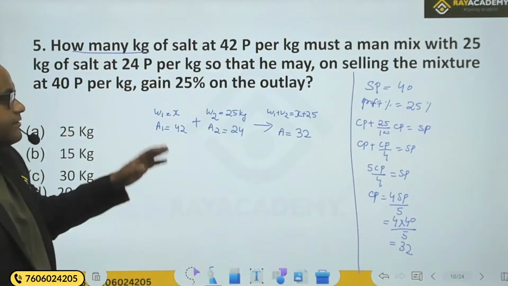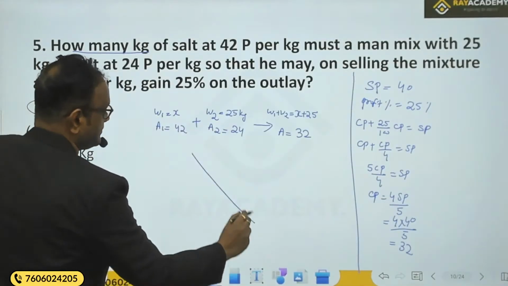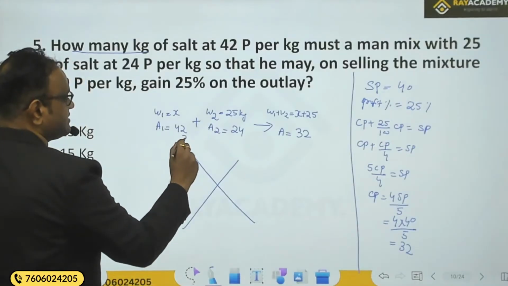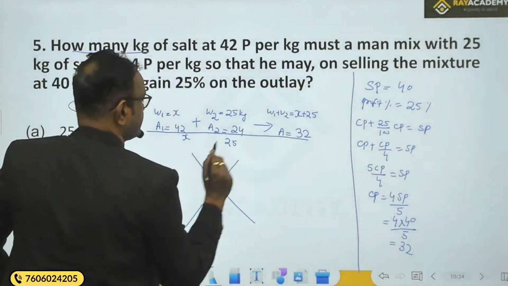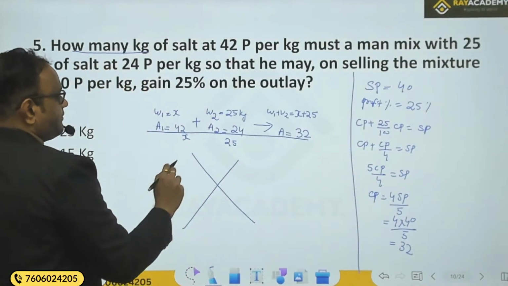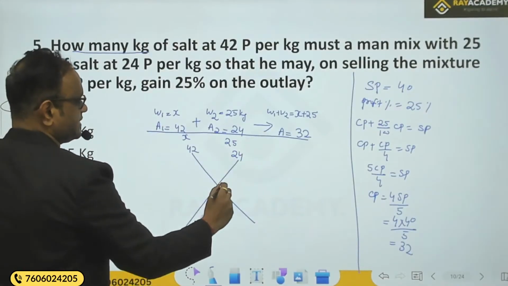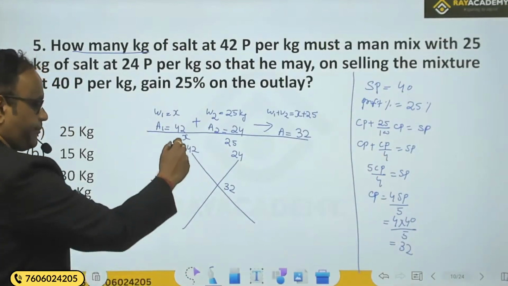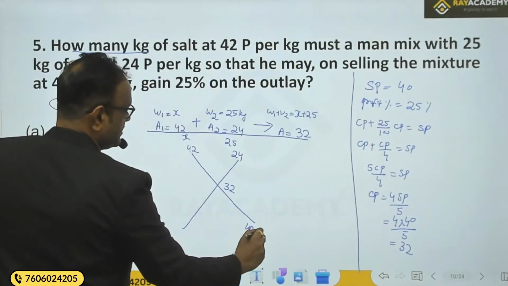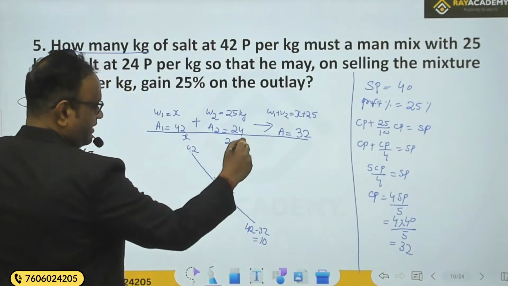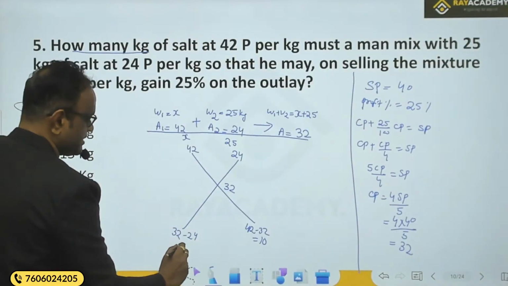Now the question becomes pretty simple. Apply the alligation method. So W1 you can write X here, W2 you can write 25 here. Just let me draw a line so that it won't confuse you. X, 25, this is 42, this is 24, and this is 32, the average price. Along this line, the difference of 42 and 32, 42 minus 32 will give you 10. Along this line, the difference of 24 and 32, 32 minus 24 is 8.